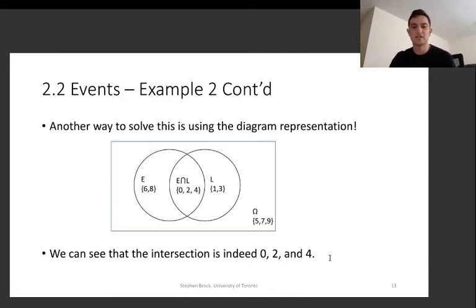Another way to solve this is using the diagram representation that we talked about earlier. We can draw our sample space, which is this rectangle, and then draw our events of the sample space, which are E and L, and then fill in the outcomes based on which events they belong to. So we have 6 and 8, which belong to E only, then 0, 2, and 4, which belong to the even numbers and the low numbers, then 1 and 3, which are just the low numbers, and the numbers that don't belong to E or L are 5, 7, and 9. So we can see that indeed the intersection is 0, 2, and 4.